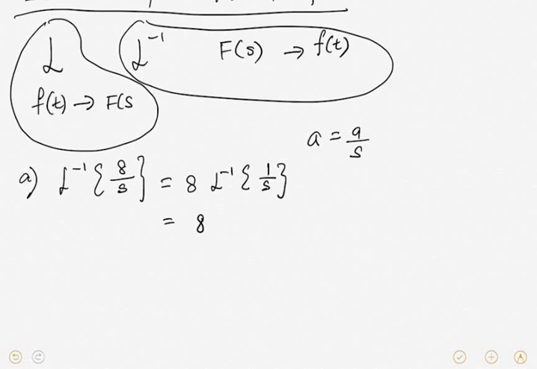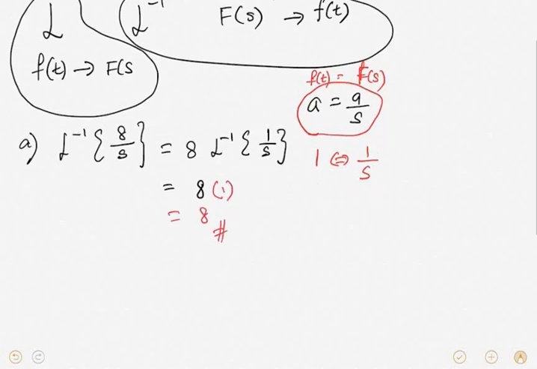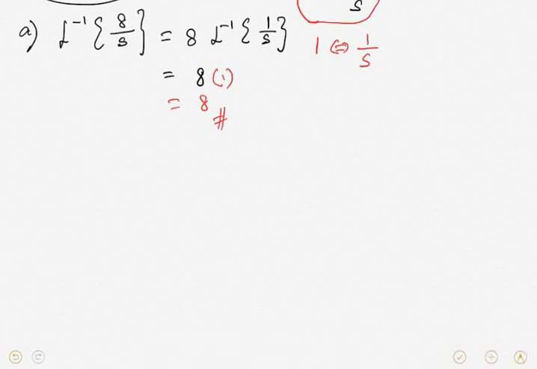This is because from here, A equal to, this is the f(t) and this is the F(s). So if your F(s) is A over S, your f(t) is A. If now your F(s) is 1 over S, your f(t) is 1. So similarly, the inverse transform of 1 over S is 1. So you obtain 8. Now we look at the second example.